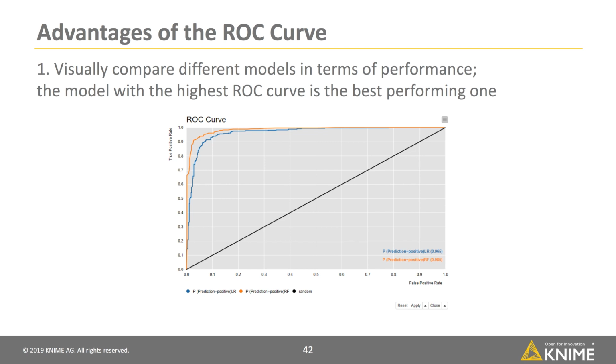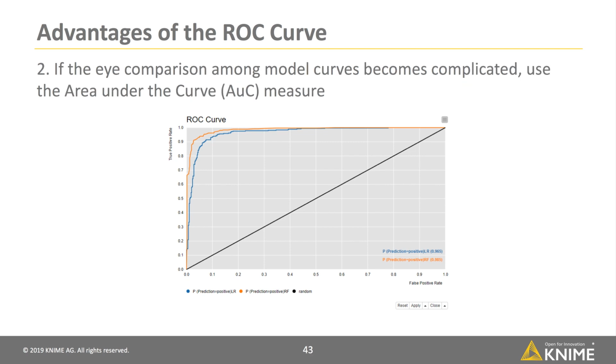The ROC curve has a few advantages as a model evaluation technique. Firstly, it allows you to visually compare different models in terms of performance. If we have more than one model, the model with the highest ROC curve will be the best performing one. Secondly, if the eye comparison among model curves becomes complicated, we can always use the area under the curve, for short AUC measure. The AUC measures this area here. It is 1 for the perfect classifier and 0.5 for the random classifier.